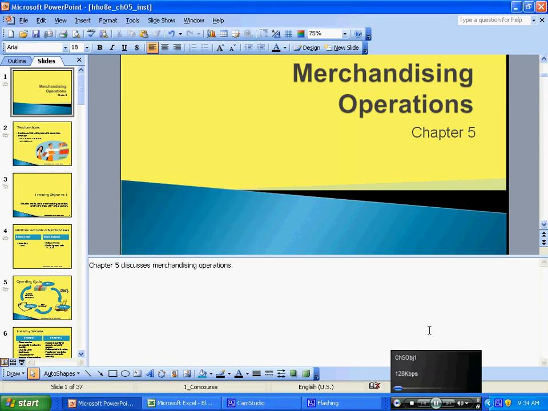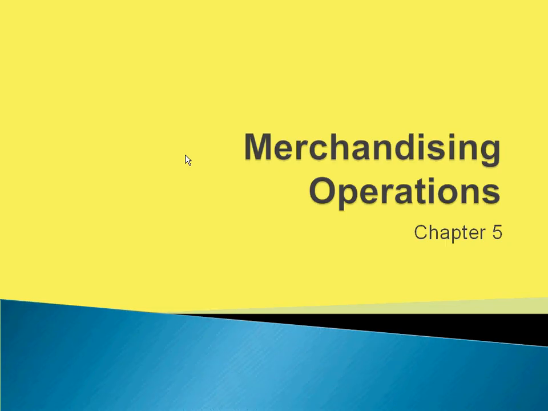Now that we've closed the accounting cycle in Chapter 4, we can look at different types of businesses and how their accounting systems differ. So we're going to start it off in Chapter 5 discussing merchandising operations.